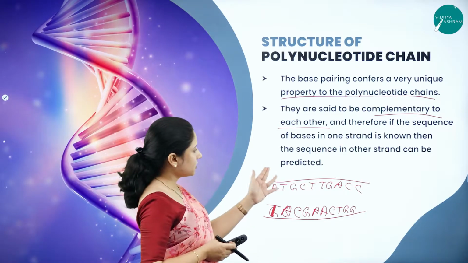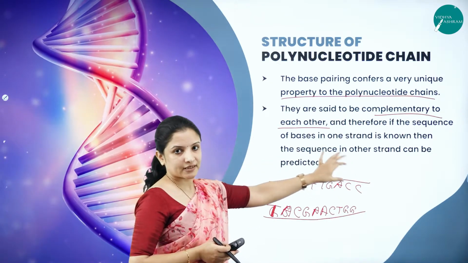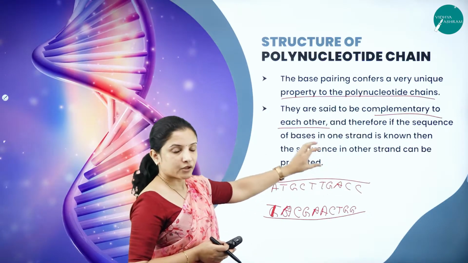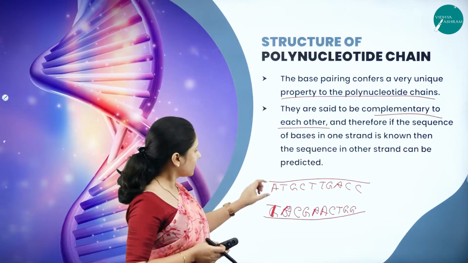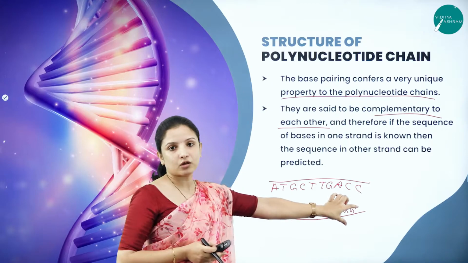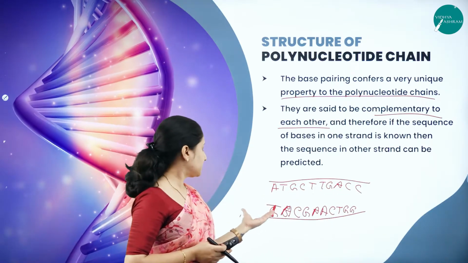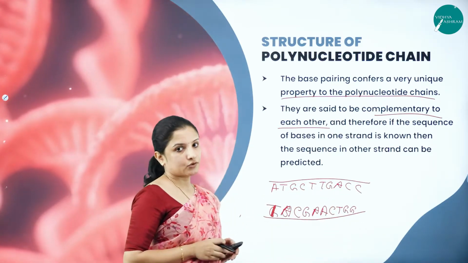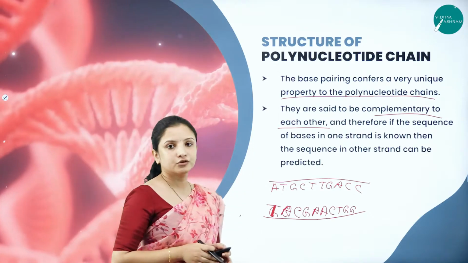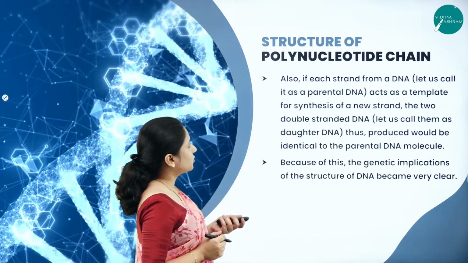So knowing what type of nitrogenous base one strand is made up of, because of its complementary property, we are capable of predicting what the nitrogenous bases might be in the other strand. So that credit goes to Chargaff. So this was about the nucleotide.